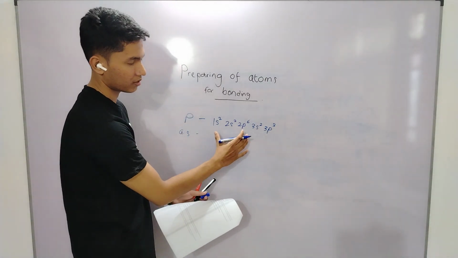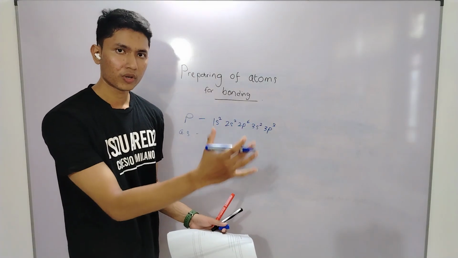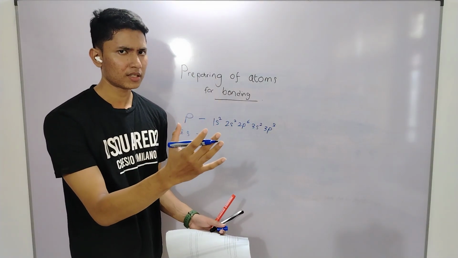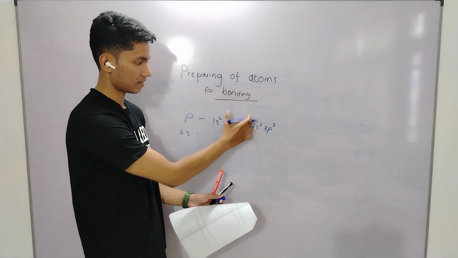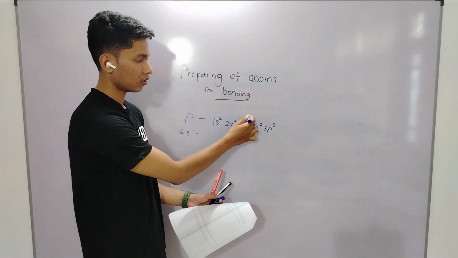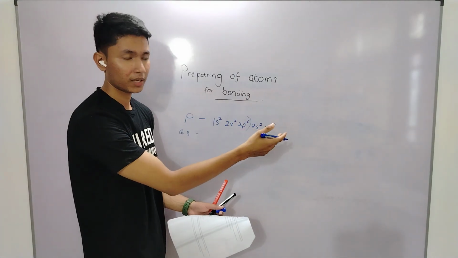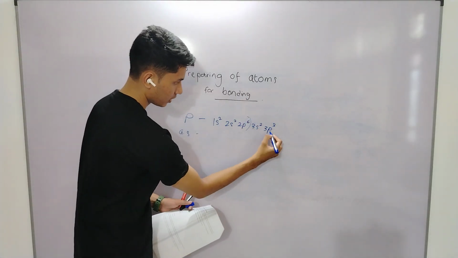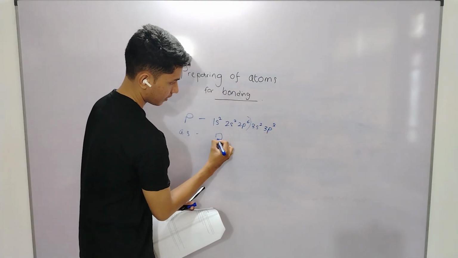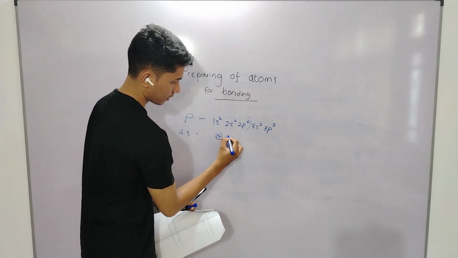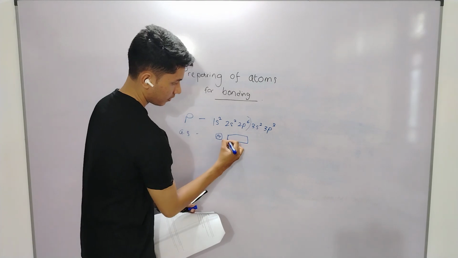Without drawing these, because you know that in bond formation only the valence orbitals participate, I'm not going to draw the orbitals that are not going to participate in bond formation. I'm just directly drawing the orbitals of the third energy level. 3s2, 3p3.